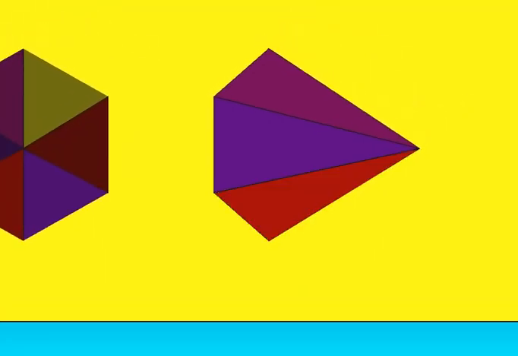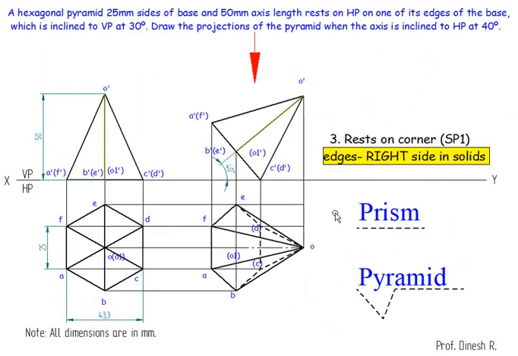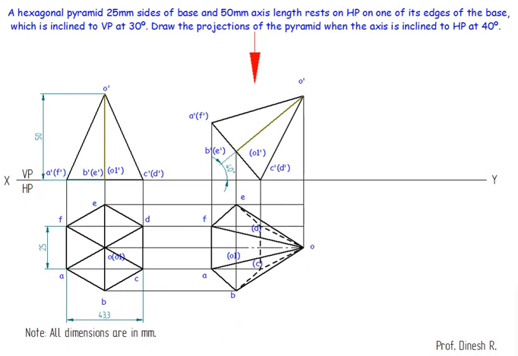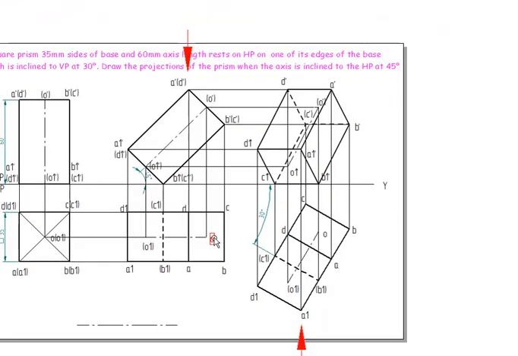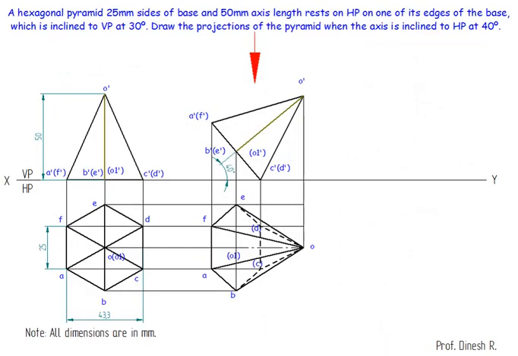So the next step we need to see is one of the edges of the base which is inclined to VP at 30 degrees. So this is similar to the square prism problem which we have solved in the previous class, where this resting edge has been inclined with respect to VP. So this one is a prism, this one is a pyramid. So now already you know how to construct it.